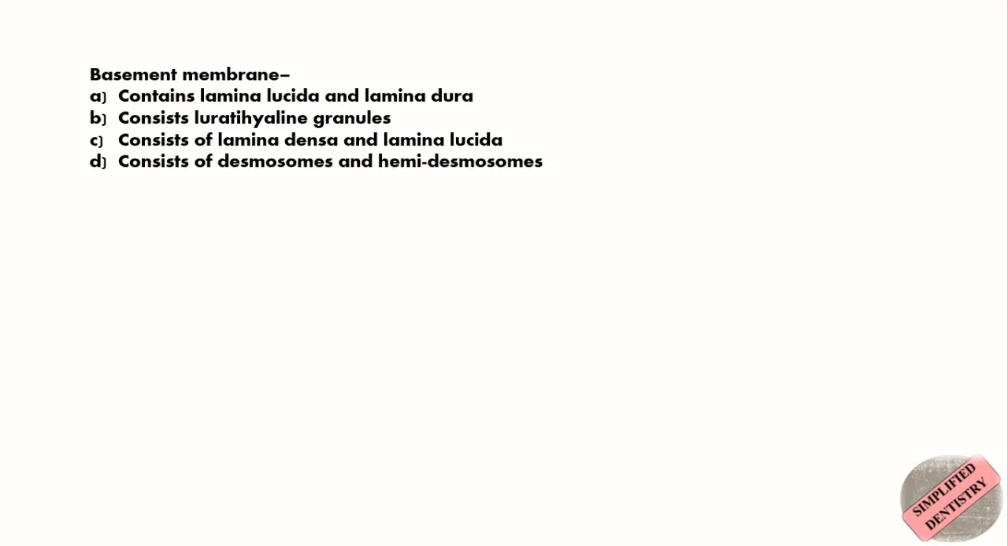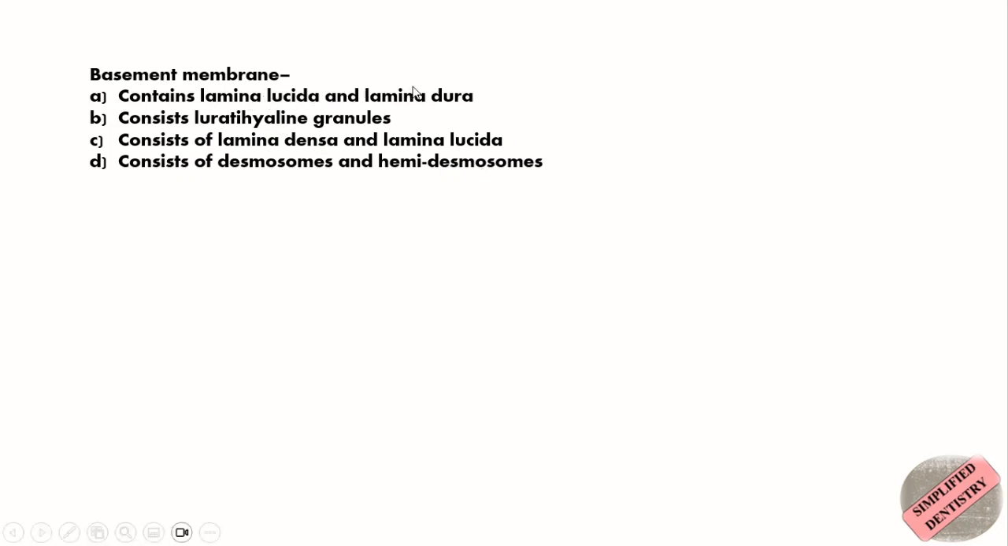Next question is basement membrane. Option A contains lamina lucida and lamina dura. Option B consists Keratohyaline granules. Option C consists of lamina densa and lamina lucida. And option D consists of desmosomes and hemidesmosomes.